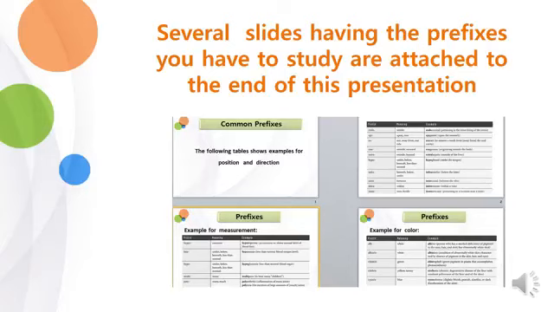I have added several slides with the most commonly used prefixes for you to study, and they have been attached to this presentation.